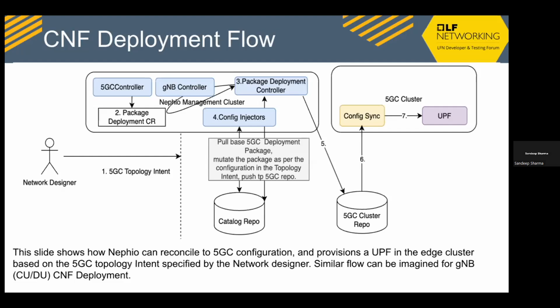This is what was demonstrated by Wim, in which he showed that, by specifying a 5GC topology intent, UPF was created: the UPF deployment and config map were created and deployed in the target cluster. A similar concept can be followed for gNB as well. We could have a gNB controller which understands the configurations of CU and DU, for example.